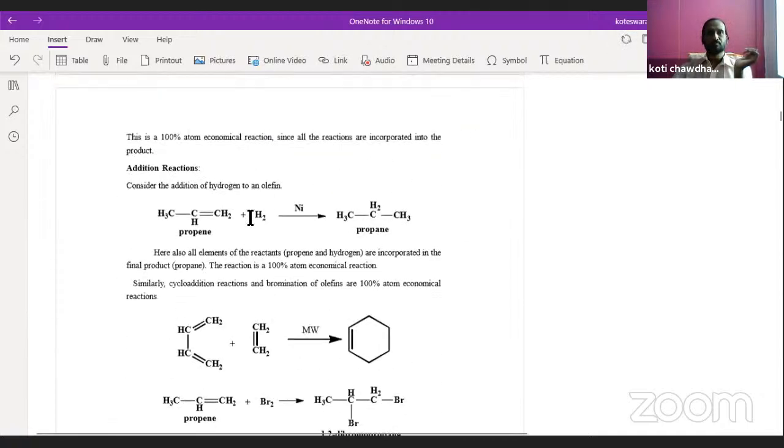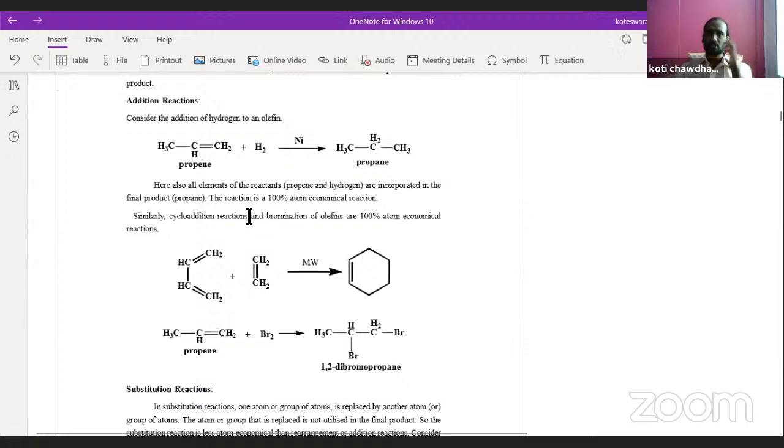Okay, now next, addition reactions. Addition reactions also show 100% atom economy. In the reaction shown previously, A plus B both undergo addition and produce the product. Here also, propene undergoes addition reaction with H2 in the presence of a nickel catalyst. The nickel catalyst is recovered back. Propene produces propane. Now, the two hydrogens are added to this one. Therefore, this reaction's atom economy is 100%.